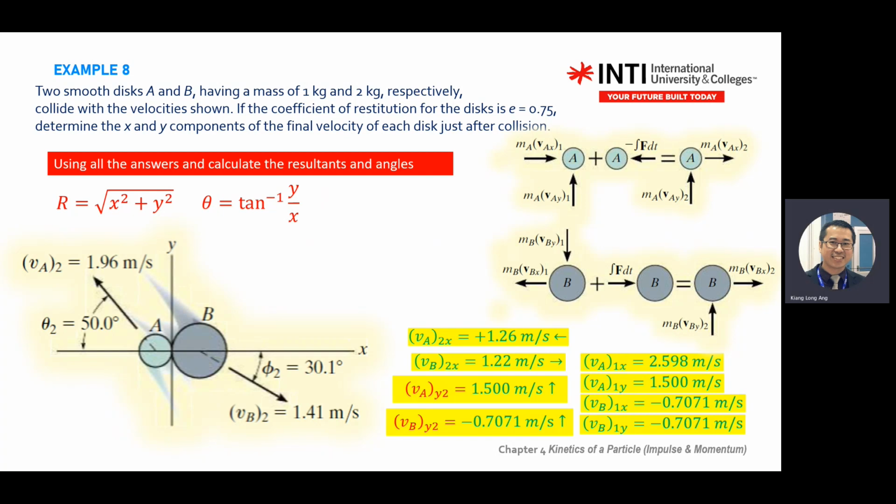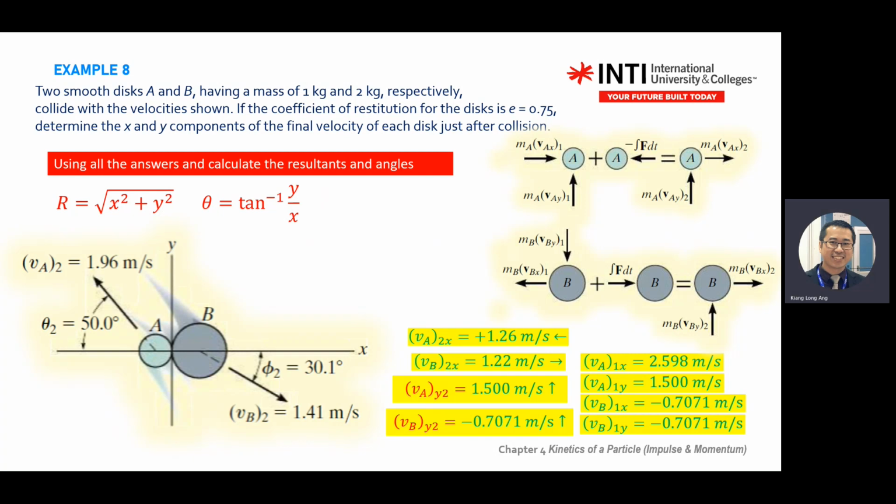So you do the resultant of this one. VA 2x and VA 2y. Square this one, square this one, square root. You get the resultant magnitude, speed magnitude. And the angle, you need to refer back. The angle, VA is to the left, VY is to go up, so resultant will go this way. So the vector will go this way with 50 degree.